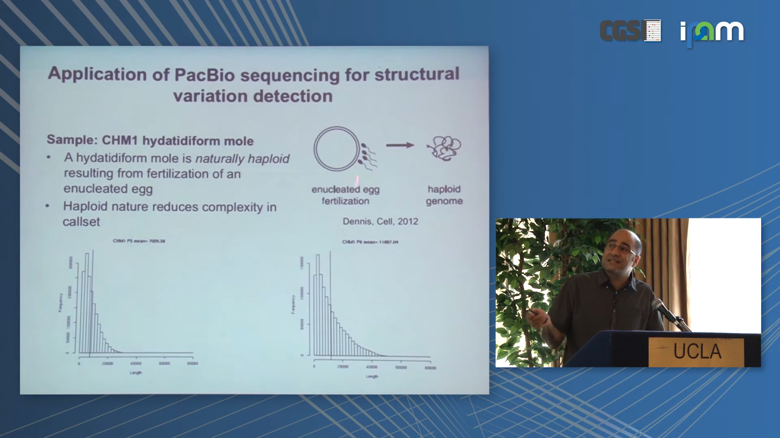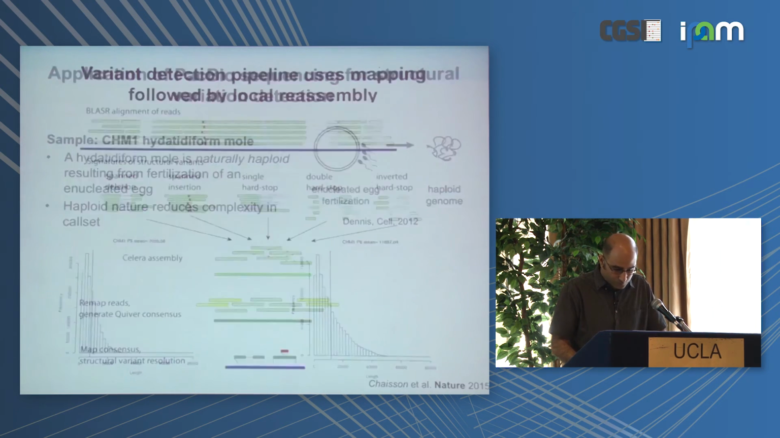And the other thing is that this is a naturally haploid genome, in the sense that although it's a human genome, the two haploids are identical. So we don't have to even worry about heterozygous versus homozygous. Whatever we see, it's going to be homozygous variation.